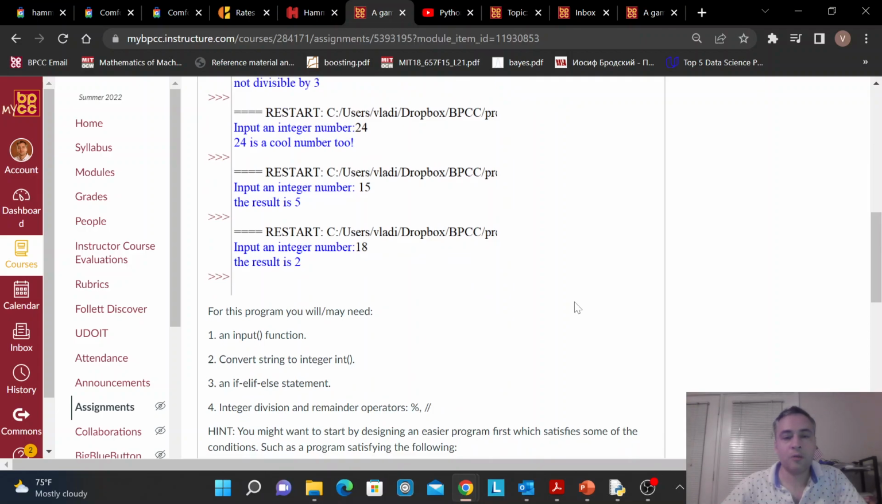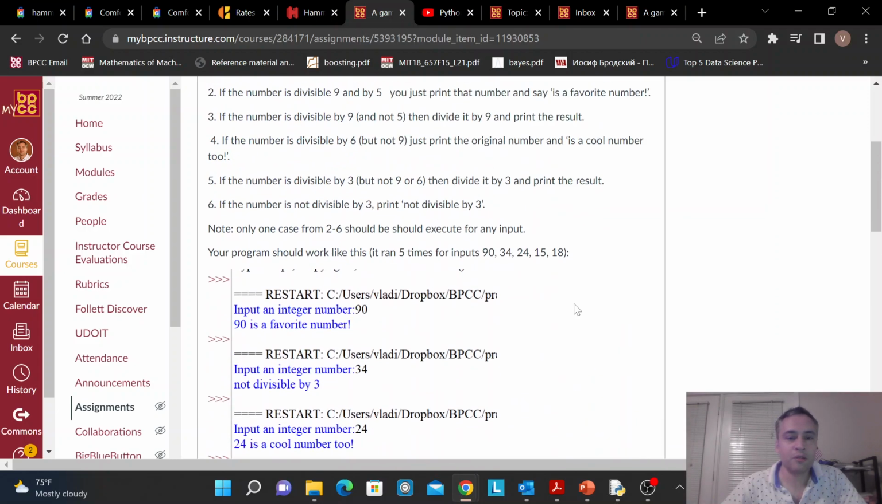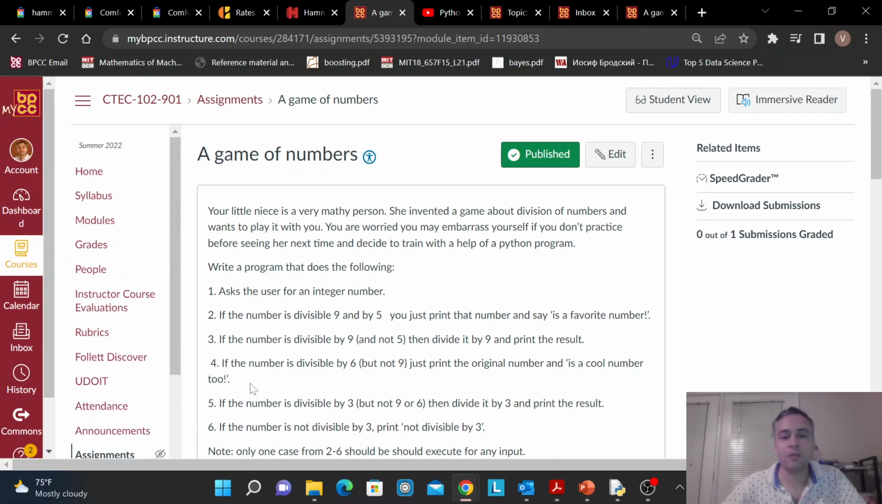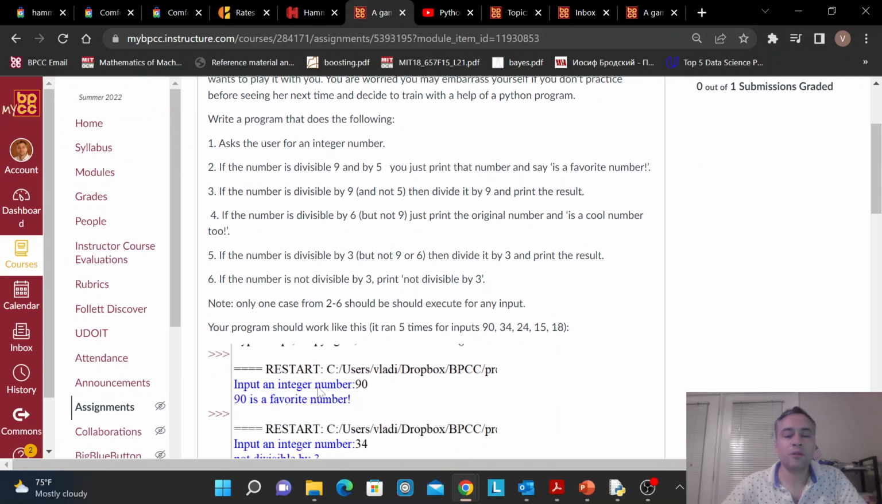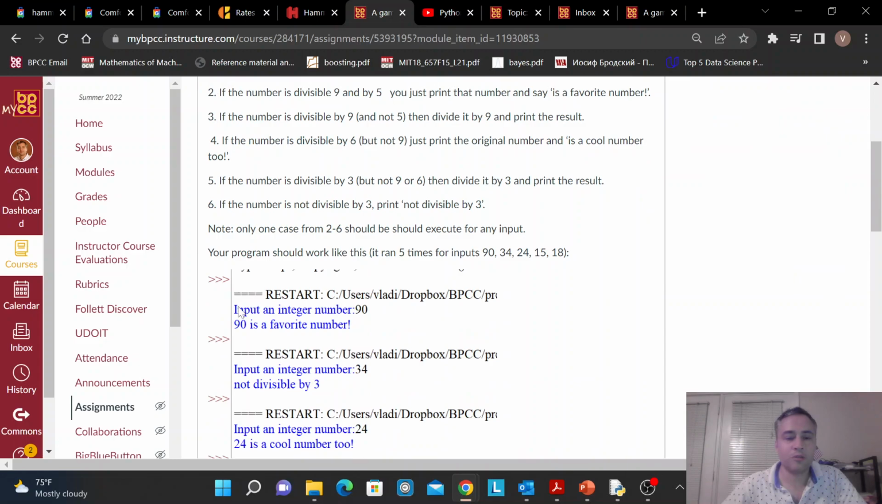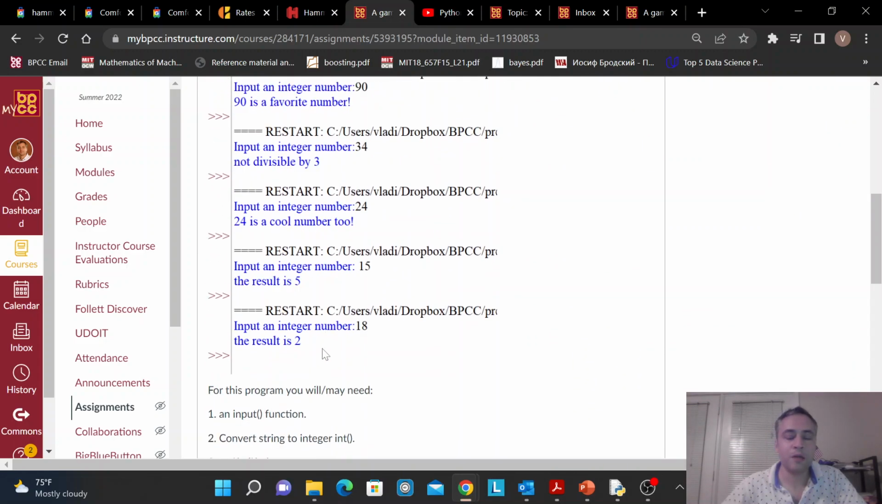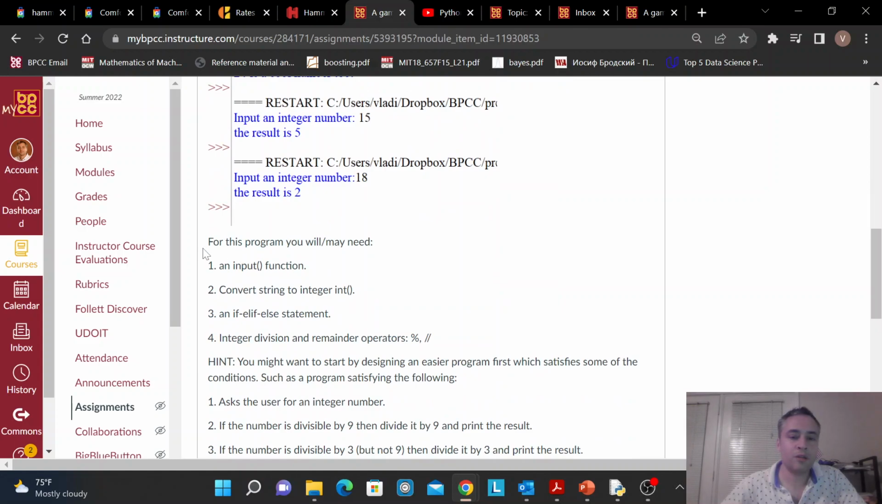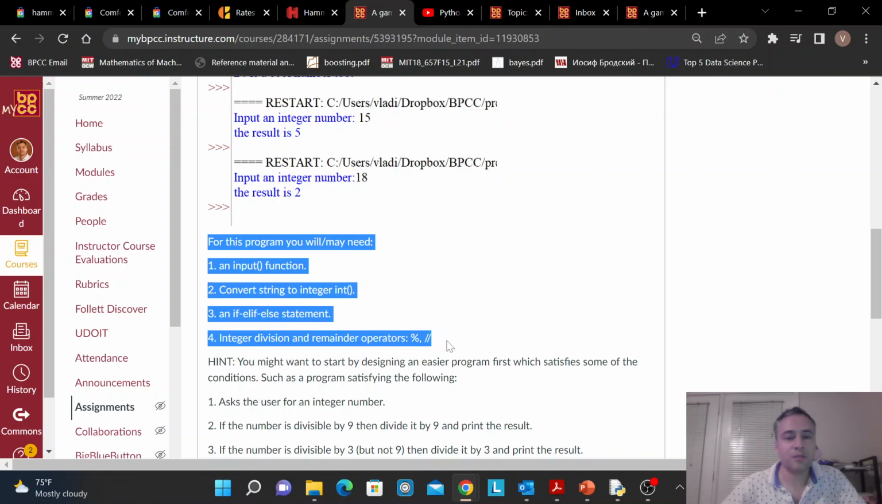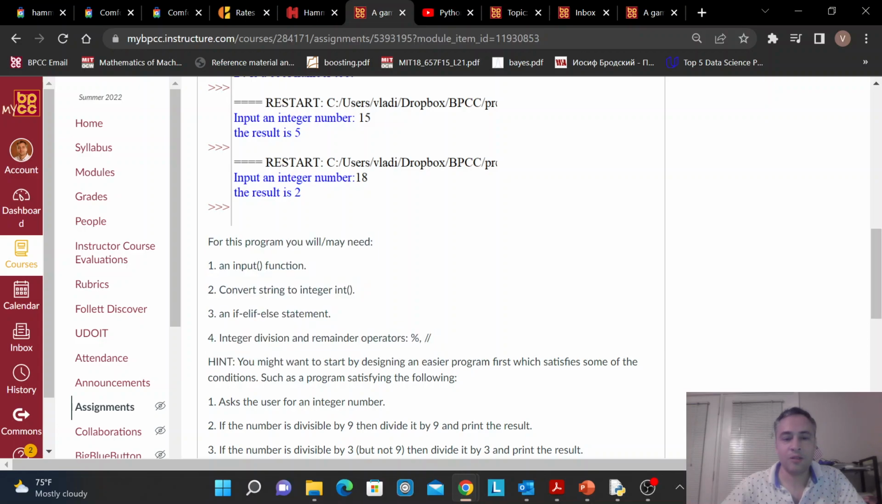And how do you do problem solving? You have a problem with a lot of requirements. You can, first of all, see how it's supposed to work. I wrote this program, I ran it a few times, and this is the output. And also, you can look at the hint. This is really a big hint here, describing what kind of things you need. The most interesting part is making the if, elif, else statement work, and also using integer and remainder operators.